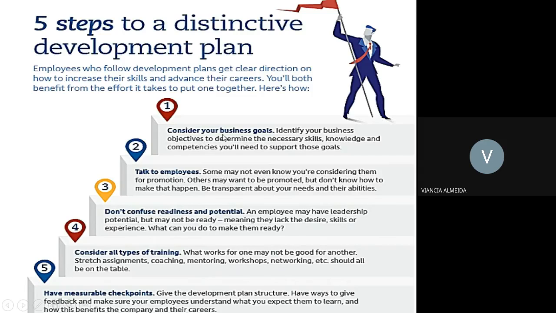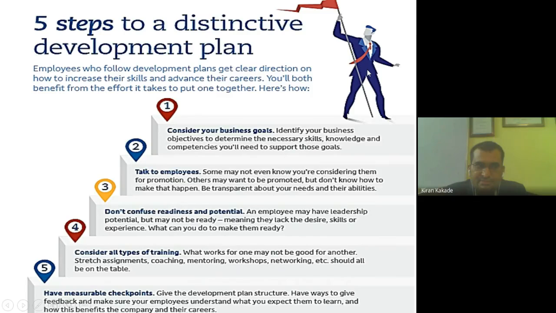First, consider your business goals. Identify your business objectives to determine the necessary skills, knowledge, and competencies you'll need to support those goals. Okay, and finally you will get that champion, superstar. Okay, so step by step you just try to read it and ask me questions if you did not understand anything, because I have already explained all this part.